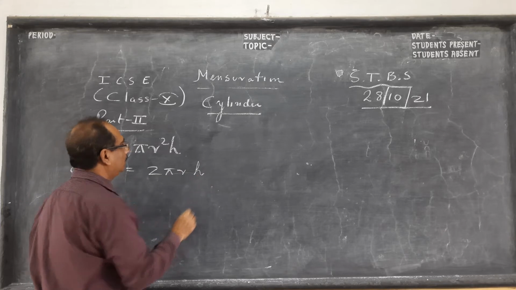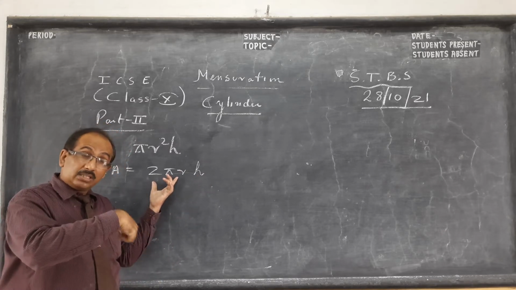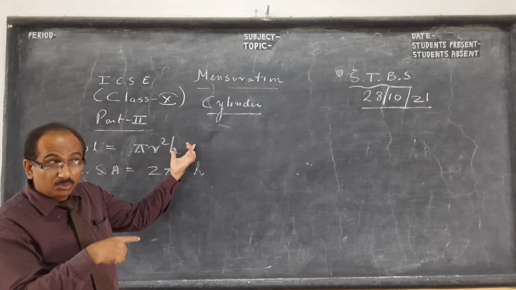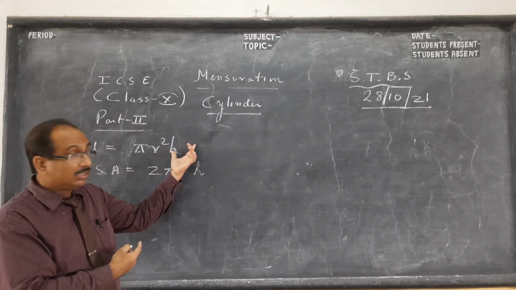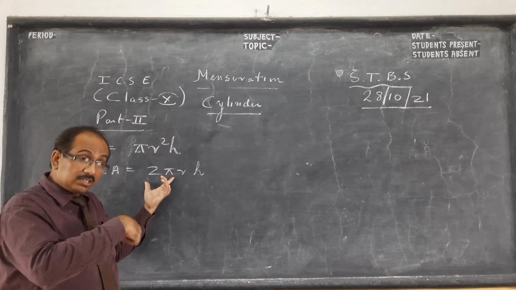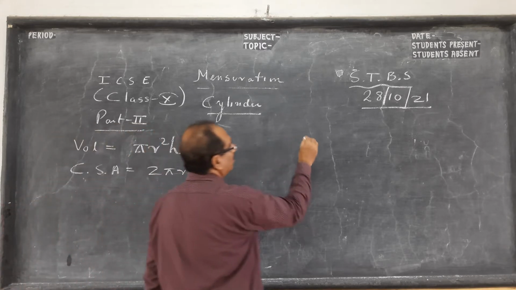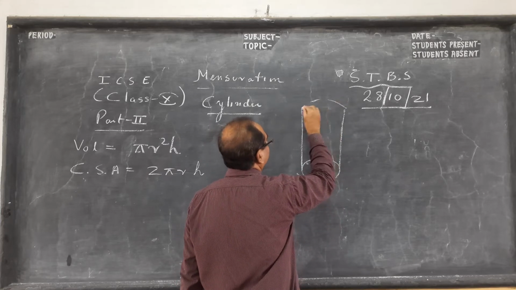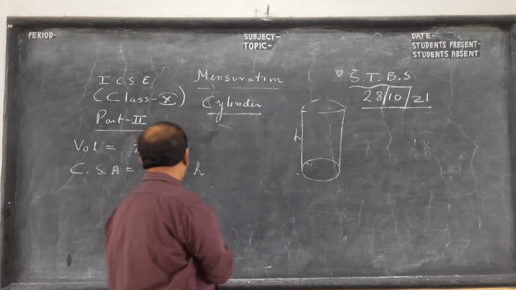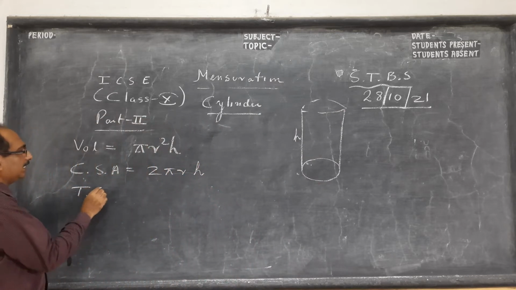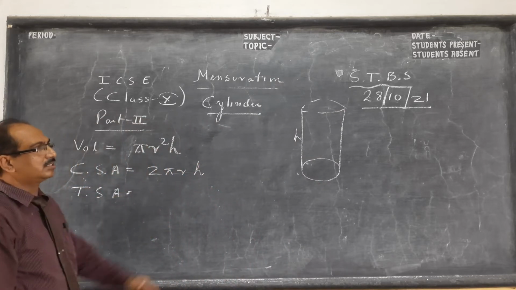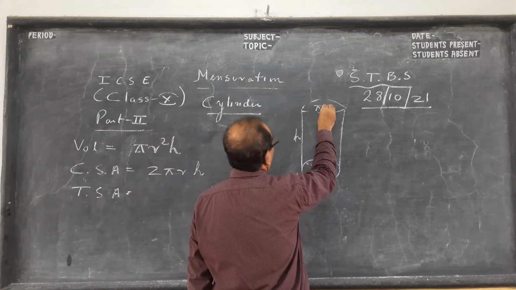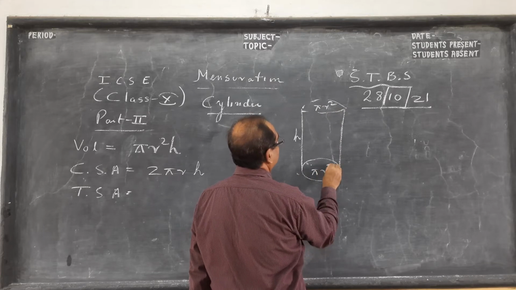2 pi r h. So I told you here, children, the circumference of a circle is 2 pi r. The volume was area into the depth or length. This is the perimeter or circumference of the circle, multiplied with the height or the depth. Then another thing is called TSA, total surface area. It means curved surface area plus the two circles, each pi r square.